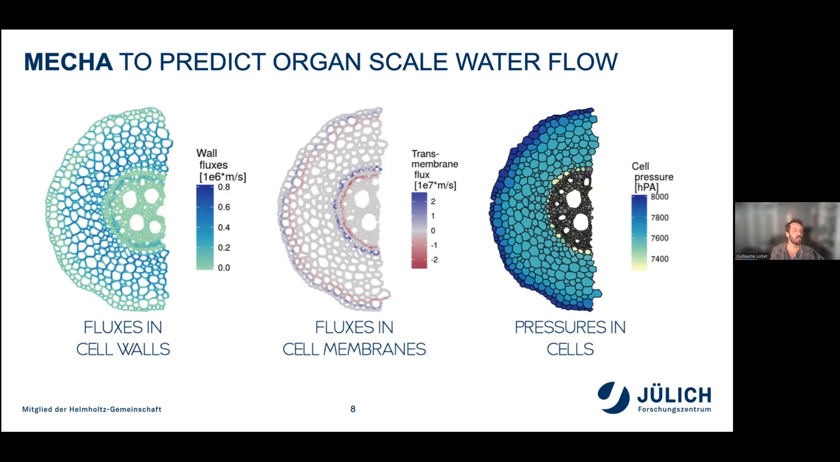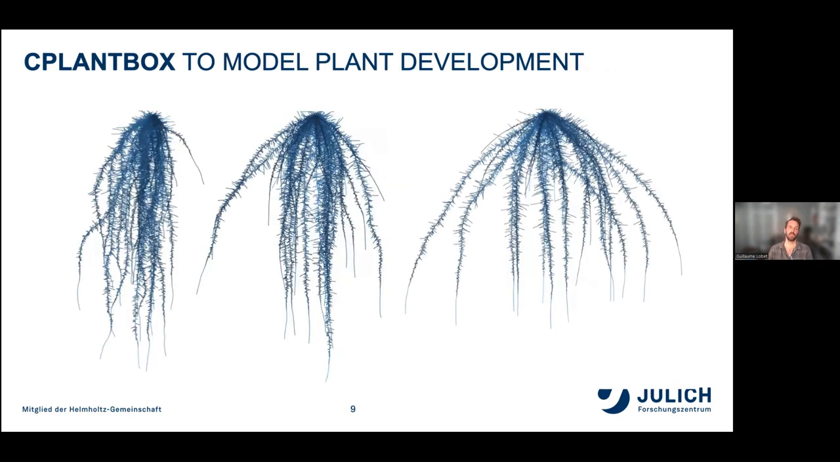a functional model. So we put function on top of the structure that we just generated, and that functional model, with that specific structure, can then predict, in this case, for the model MECA, water flow across these organ scale models. These help us understand which traits of the plant actually influence, in this case, water flow. If we move one scale, we have the CPlantBox model.